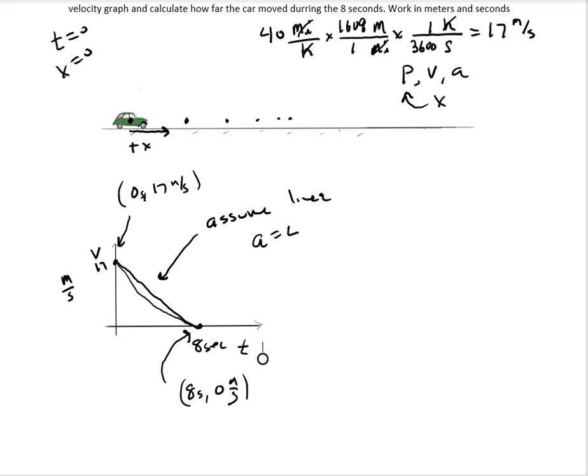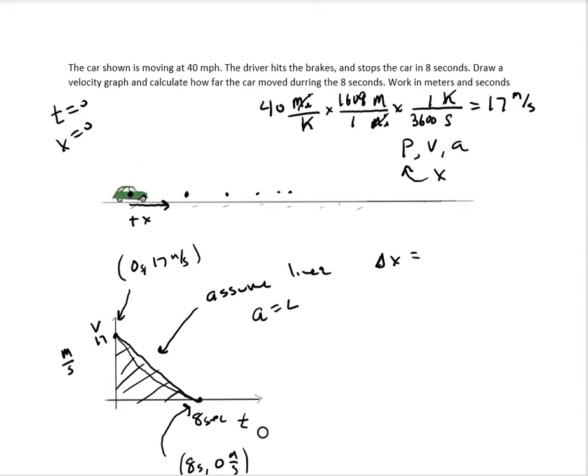Hopefully you've seen my video on how to use velocity graphs to calculate displacements. The delta x for the car we can get from the area under this curve here. And that's a triangular area. Area of a triangle is 1/2 base times height. So let's say 1/2, the base is 8 seconds, and the height is 17 meters per second. When we multiply this out, we get about 68 meters. That's about how far that car is going to move while it's stopping.